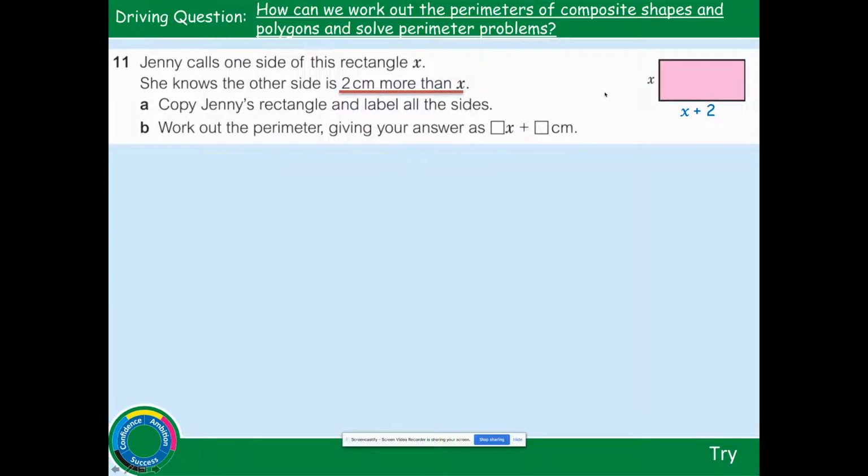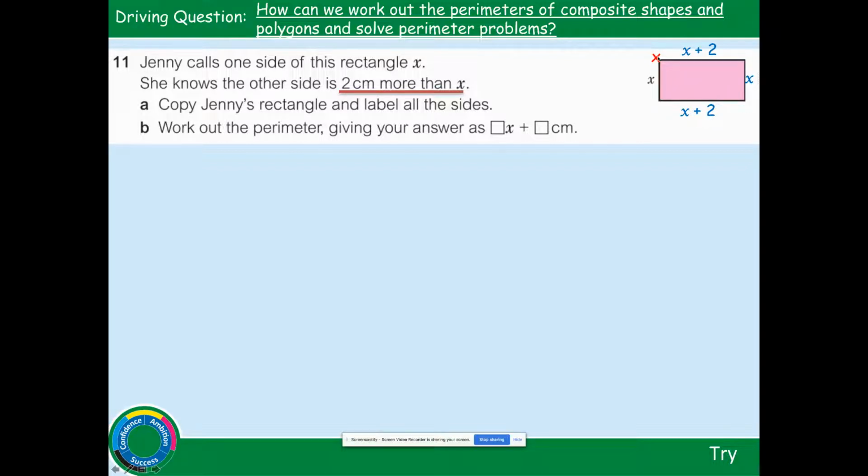Now, because we know this side is X plus 2, we also know that this side is X plus 2. And because we were already told this side is X, we know that side is X also. Okay, so we've got all our sides. Now let's see if we can answer part B by working out the perimeter.